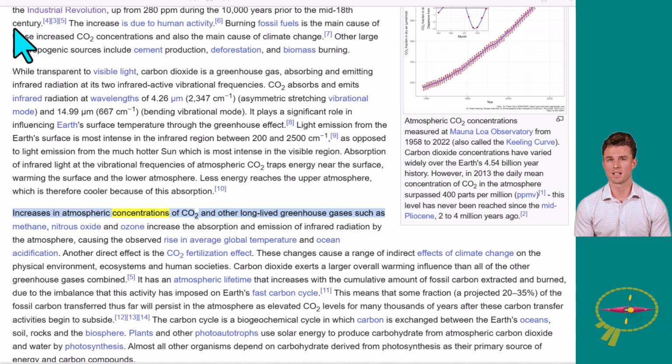Increases in atmospheric concentrations of CO2 and other long-lived greenhouse gases such as methane, nitrous oxide, and ozone increase the absorption and emission of infrared radiation by the atmosphere, causing the observed rise in average global temperature and ocean acidification. Another direct effect is the CO2 fertilization effect. These changes cause a range of indirect effects of climate change on the physical environment, ecosystems, and human societies. Carbon dioxide exerts a larger overall warming influence than all of the other greenhouse gases combined.